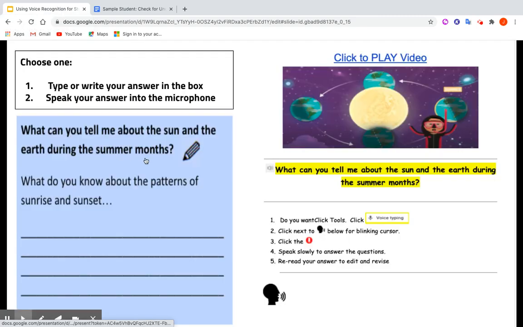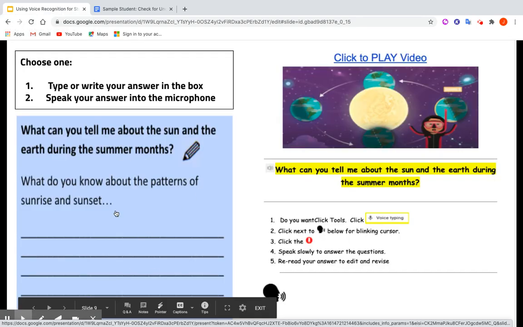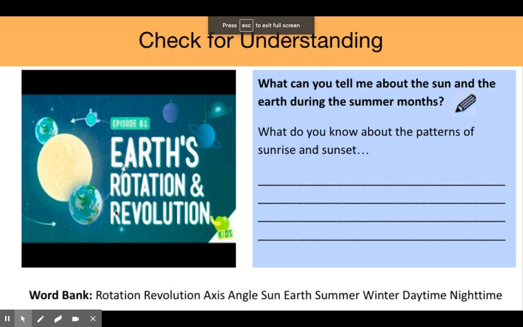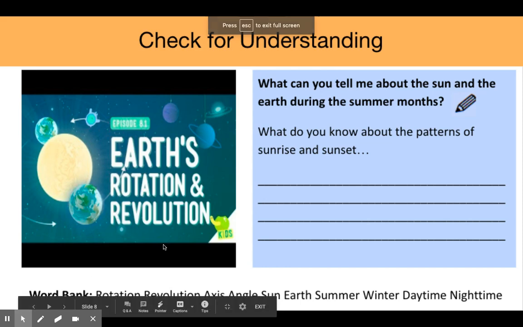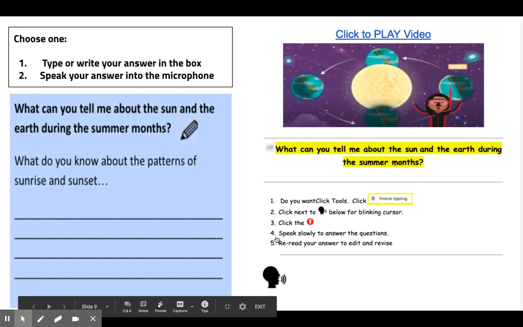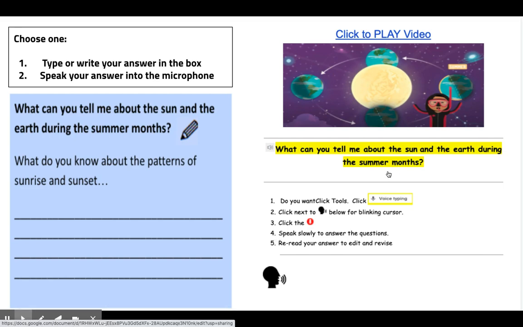And come back here. And if they were to click this, they would be brought back to the slide where they need to type on. So they do have the choice and it's interactive. And again, if they click here, they go to be able to speak their answer to show what they know. And that's how you use voice typing.